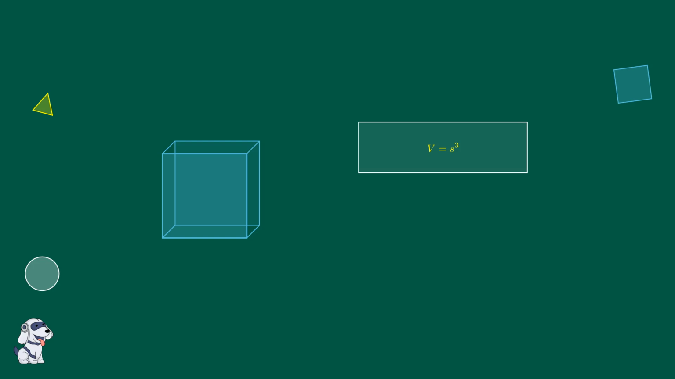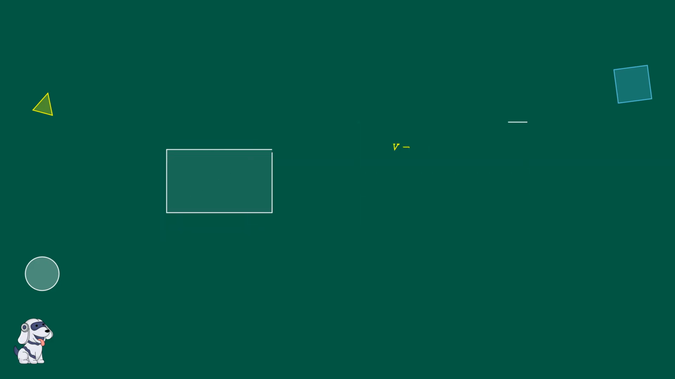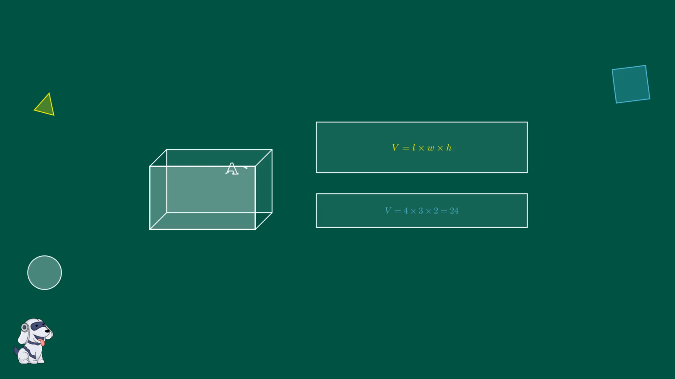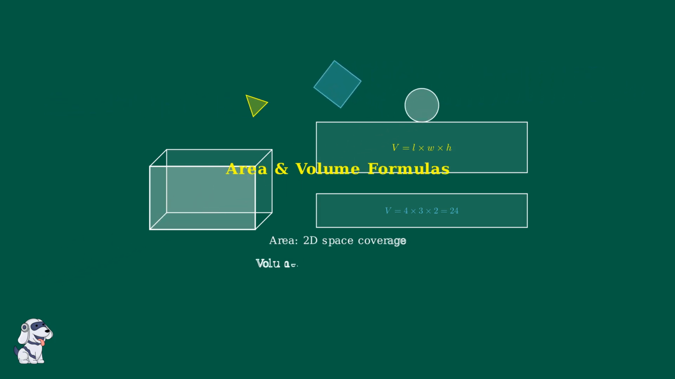The volume of a cube is side length cubed, written as V equals S cubed. If a cube has sides of 3 units, its volume is 3 cubed, which equals 27 cubic units. The volume of a rectangular prism is length times width times height, written as V equals L times W times H. For a rectangular prism with length 4, width 3, and height 2, the volume is 4 times 3 times 2, which equals 24 cubic units. Understanding area and volume formulas helps us solve real-world problems involving space and measurement. These concepts are essential in construction, engineering, and many other fields.